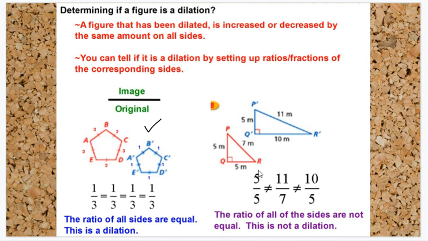Now in example B, we have 2 triangles, and you can probably tell that, hey, something's weird here. This red one and this blue one, they don't look similar. Well, we can mathematically show that they're not as well.